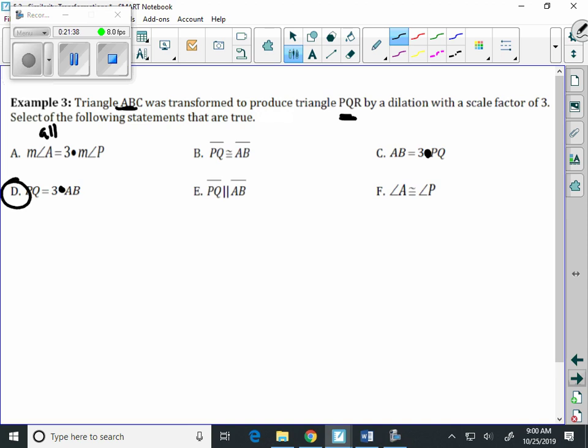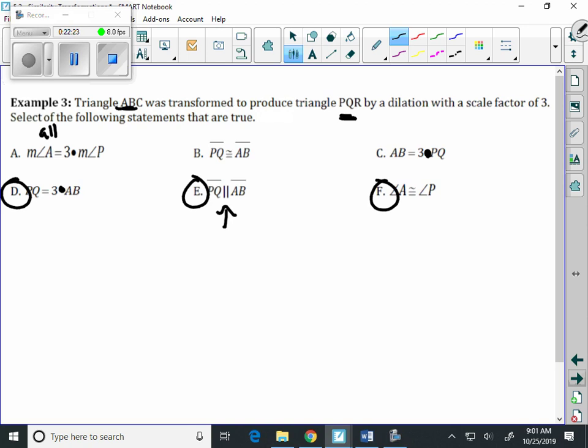Letter E. PQ, segment PQ, is parallel. Remember that symbol right here is parallel to AB. And again, PQ and AB are in the same position in the listing of the triangle, and we know that that is a true statement. And finally, measure of angle A is congruent to measure of angle P. Again, when they're similar, the angles stay the same. It's the sides that become proportional. So we get letter F.